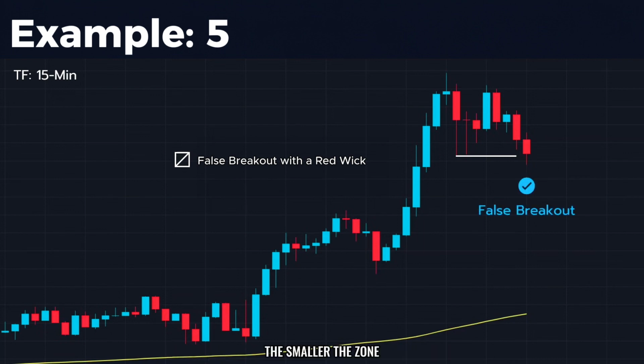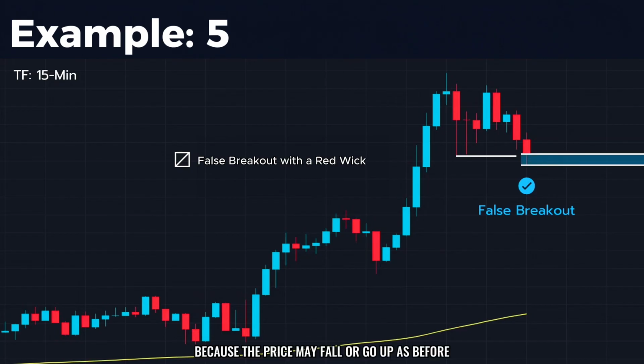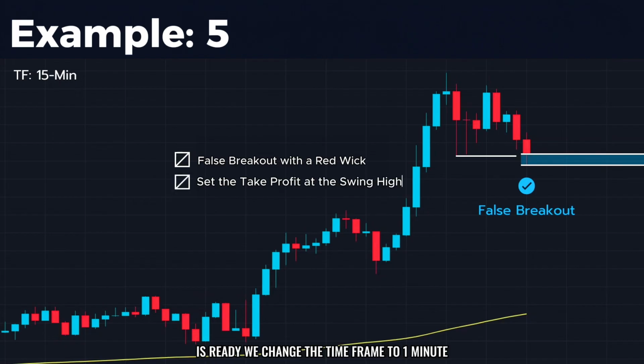The smaller the zone, the more careful you have to be than with a big zone, because the price may fall or go up. As before, next step, we will draw the TP at the swing high, which is around here. When everything is ready, we change the time frame to 1 minute.